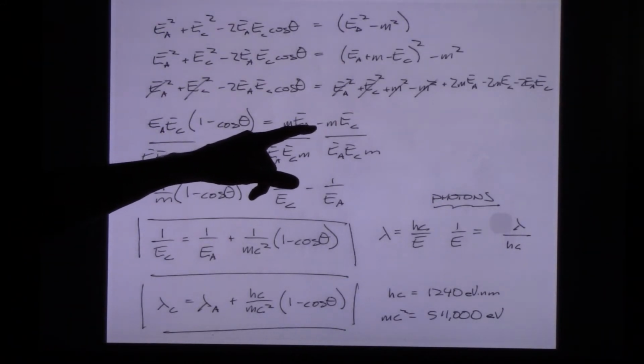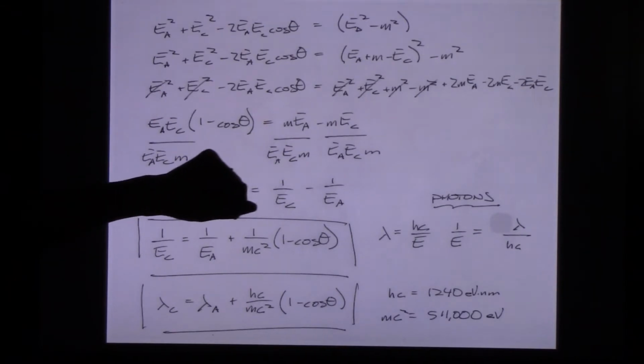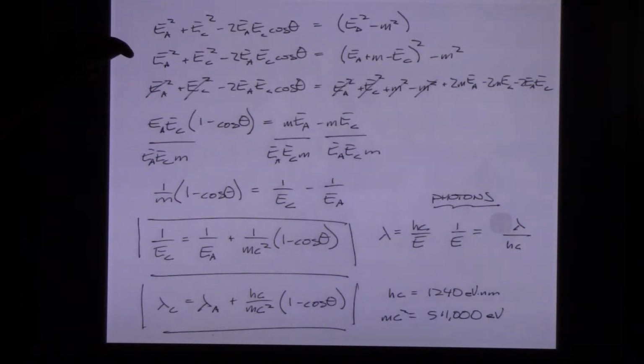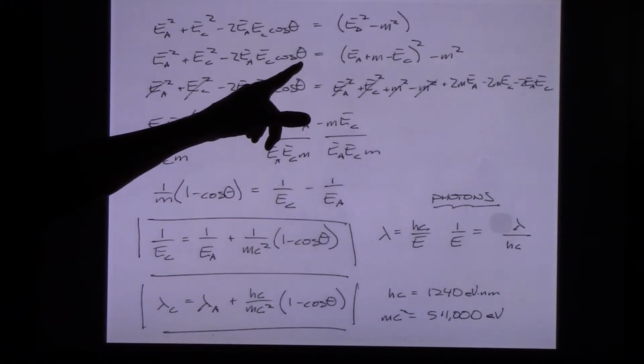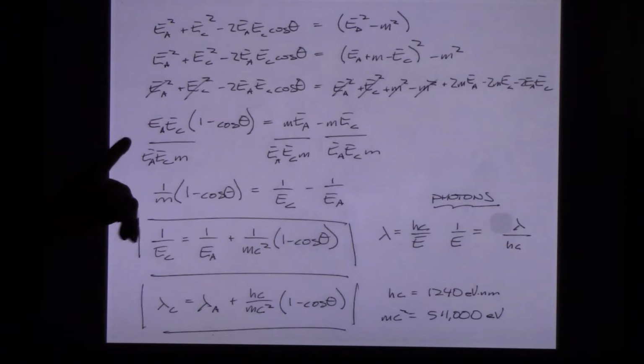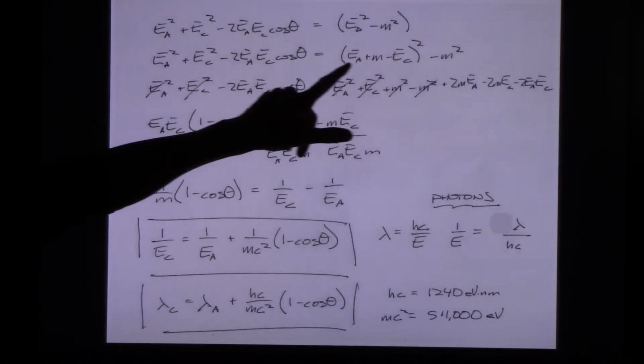Now that's a constant we can easily look up. And then there's the energy of the two photons. So the idea is this: given the mass of the electron, the energy of the photon coming in, and the angle, I can now calculate, I want to solve that for energy C. I want to solve it for the energy of the photon coming out. So let's do that.